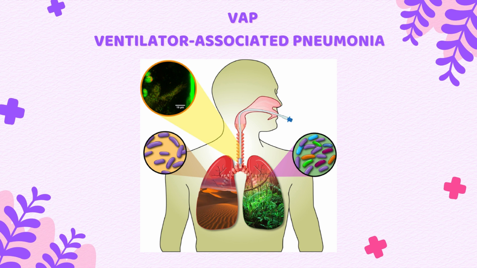Next, the third one, is ventilator associated pneumonia. It occurs in patients that have been on ventilation or mechanical ventilation for more than 48 hours, and it's usually characterized by purulent discharge. The patients may develop fevers and respiratory distress.